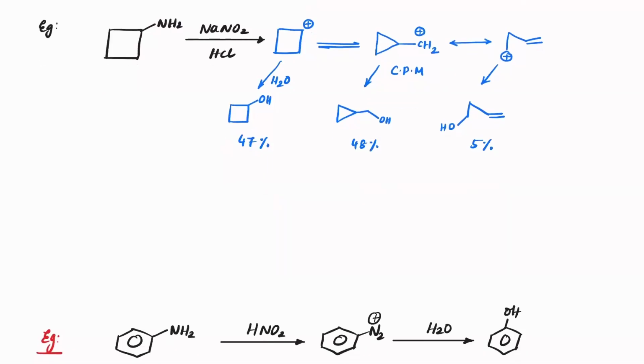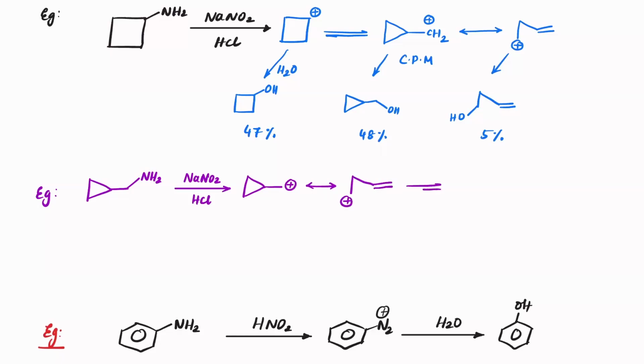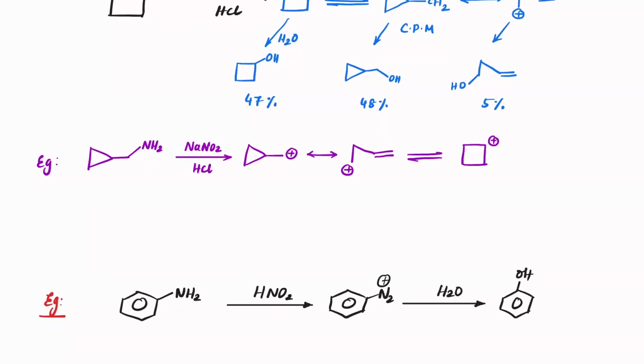No, it works vice versa also. That means if the example was given the other way around, let's say the example was given like this, where a three-membered ring with NH2 is given, and you react it with NaNO2 and HCl, so first it will form a carbocation here, and that can show a resonating structure, which is like this, and it can also get rearranged to a ring expansion in this form.